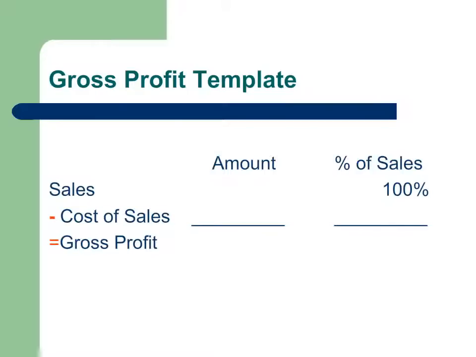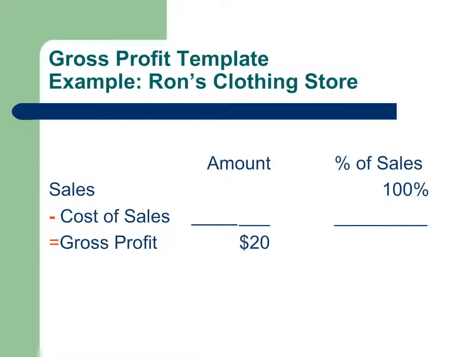Let's fill in this template with the last calculation for Ron's clothing store. The gross profit is $20. Ron's cost is $20. So the selling price is $40.